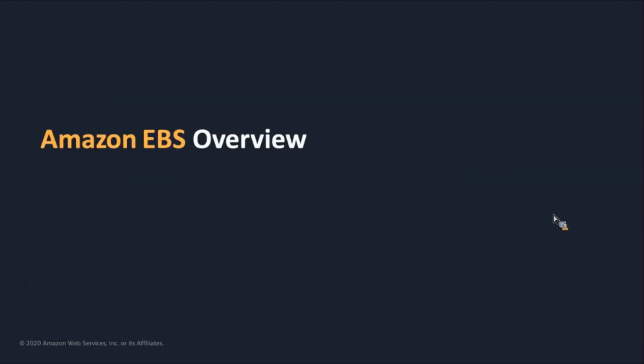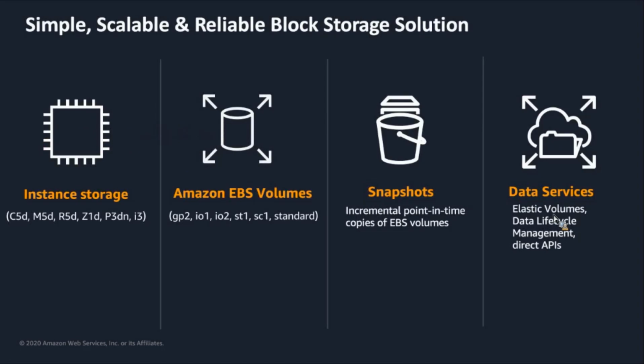Let's start with the Amazon EBS overview. Amazon EBS is part of the overall block portfolio of AWS services. As you already know, the AWS block portfolio also has instance storage. This is specific to EC2 instances. Some of the instances I have listed here have HDD-based, hard disk drive-based local storage for instance store, or NVMe SSD-based local storage for the EC2 instances.